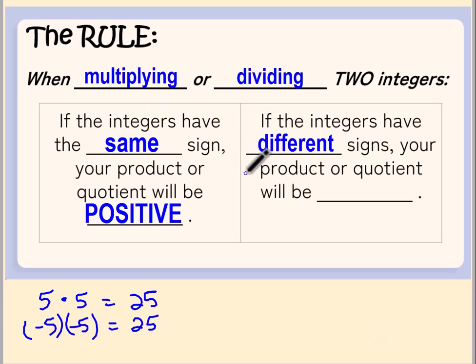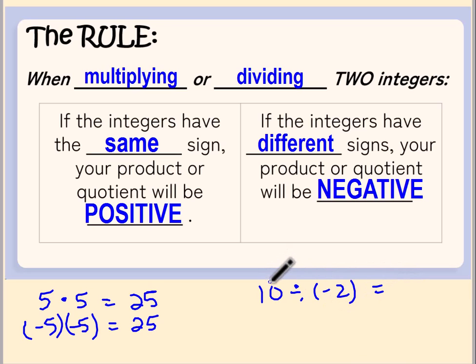However, if the integers have different signs, then your product or quotient will be negative. So if you have 10 divided by a negative 2, a positive divided by a negative, your answer will be negative 5. If you have 2 times a negative 3, you're multiplying a positive times a negative, the signs are different, then your answer will be negative as well.